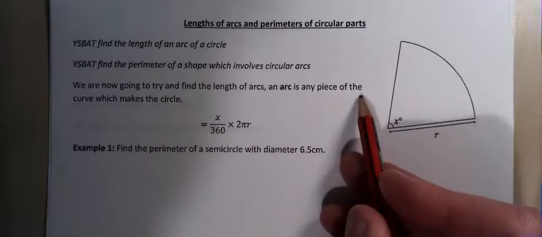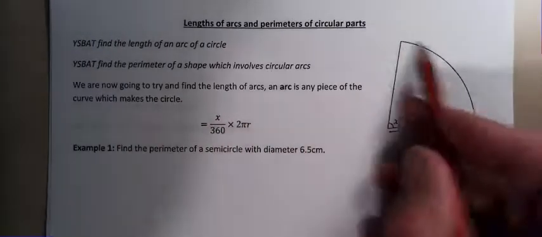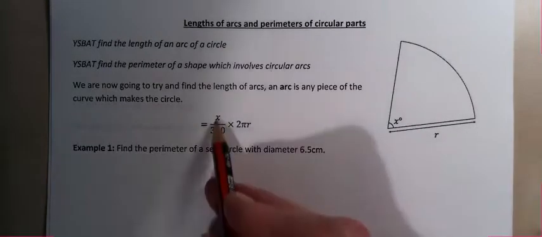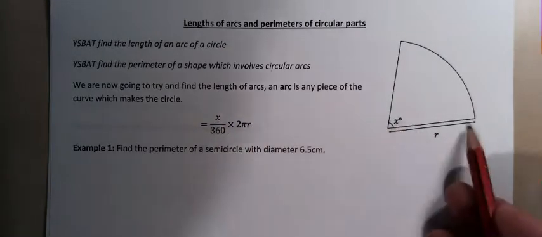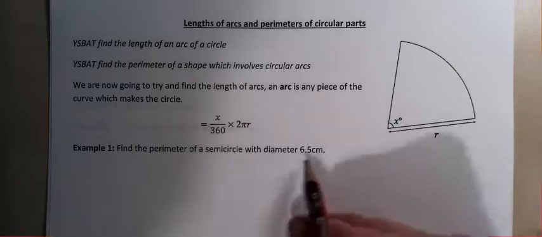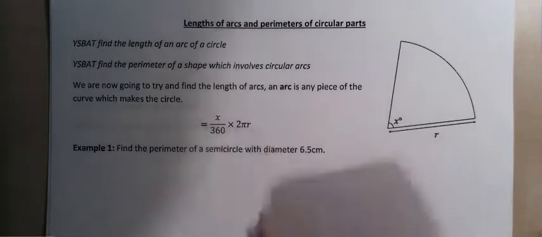So an arc is any piece of the curve which makes a circle, so it's part of a circumference, and we can use this formula here where this is the angle and this then is the radius. There are other ways of doing these things, but this method should work just fine.